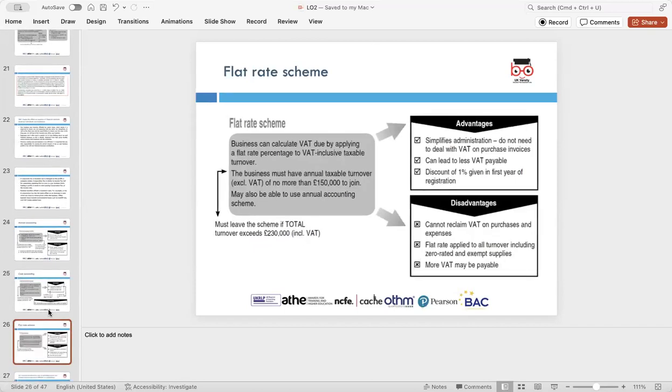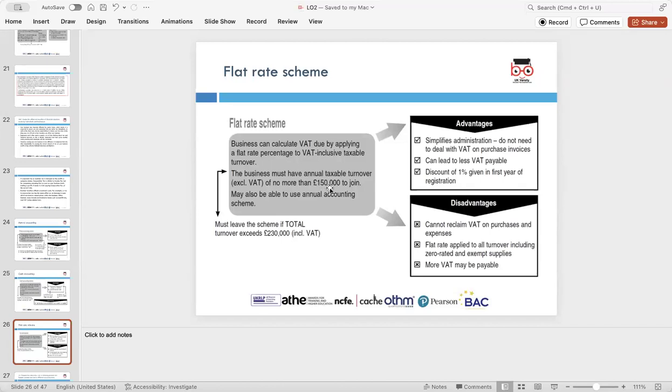Flat rate scheme for VAT, a method that simplifies VAT calculations for businesses. So, its advantages and disadvantages. Under the flat rate scheme, basically businesses calculate a VAT liability by applying a fixed percentage of their VAT inclusive taxable turnover. To join the scheme, a business's annual taxable turnover excluding VAT must not exceed 150,000 pound.